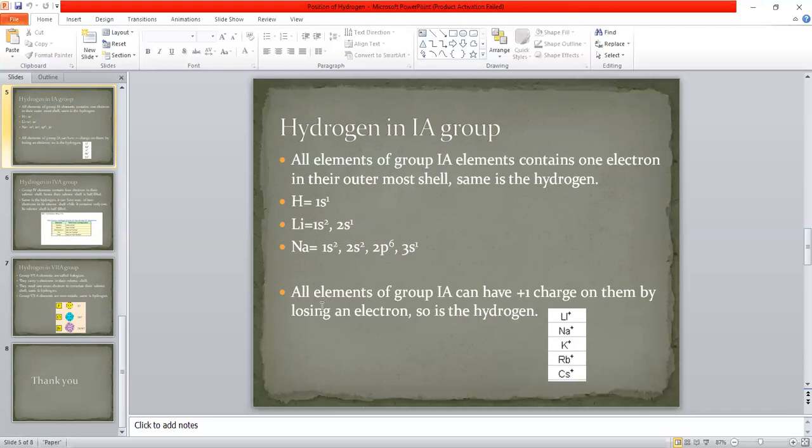The second reason is all elements of group 1 can have plus one charge by losing an electron. So is the hydrogen atom. Just like there is one electron in the valence shell of lithium, lithium loses one electron and forms Li+. Sodium has one electron in the valence shell, it will lose it and form Na+. Same will be the case for potassium. Potassium will lose its outer electron and form K+, Rb+, and Cs+, and so on.